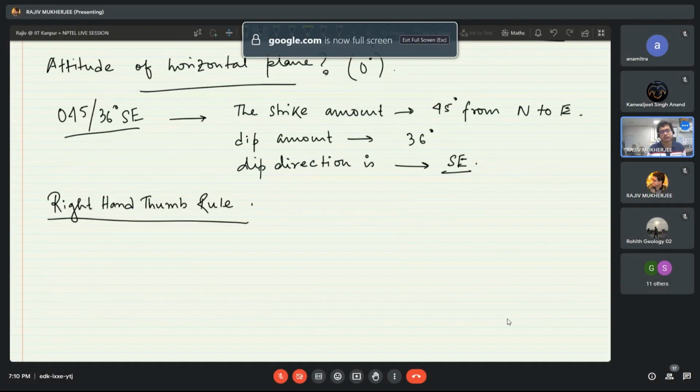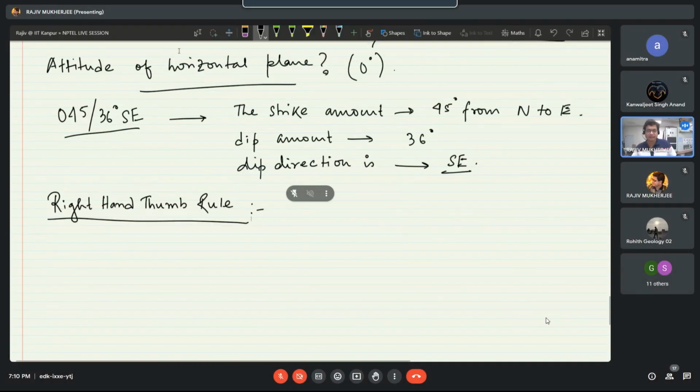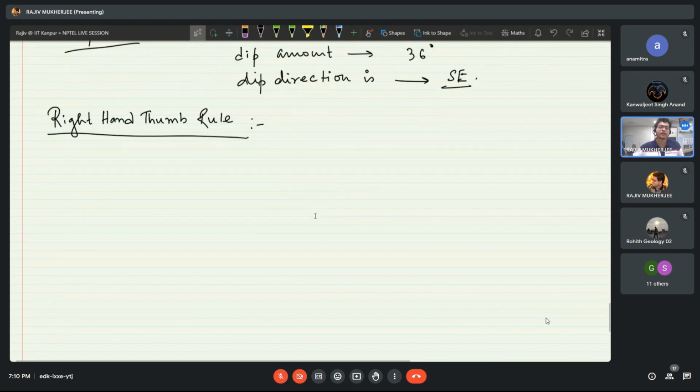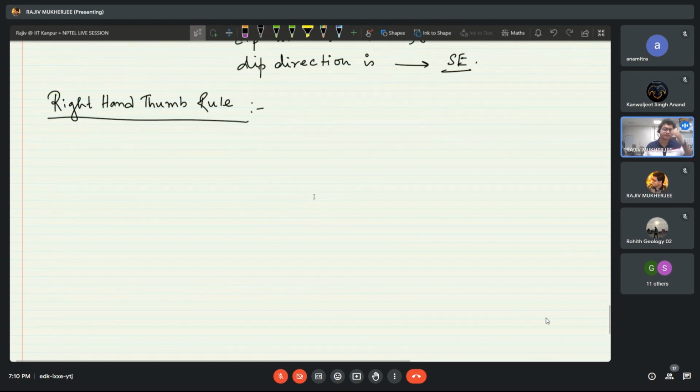So how is this applied? Let us talk about some situation, right? Now we know that true dip direction is perpendicular to the strike direction, right?